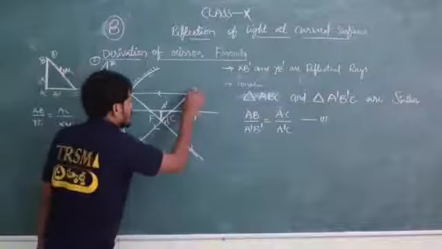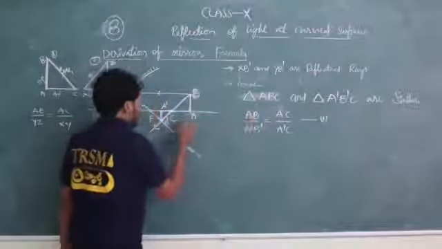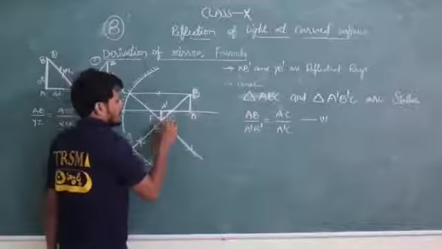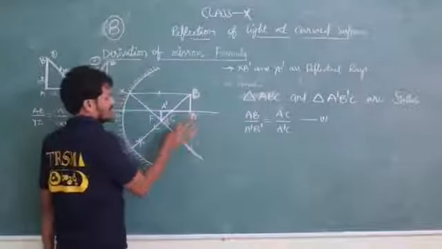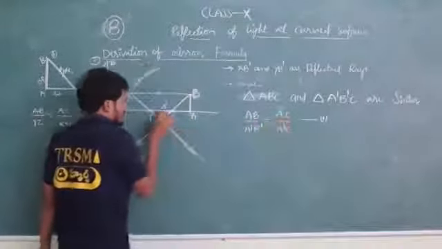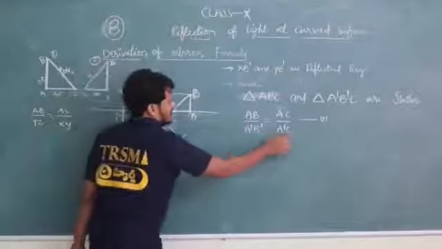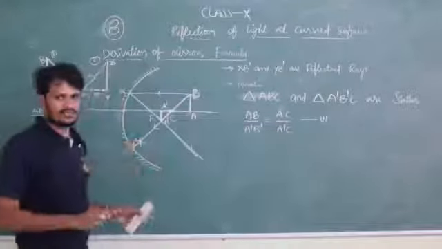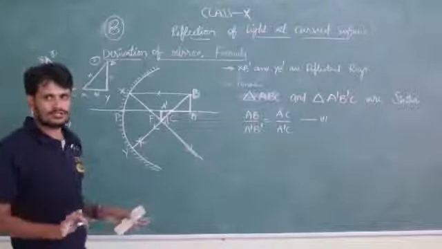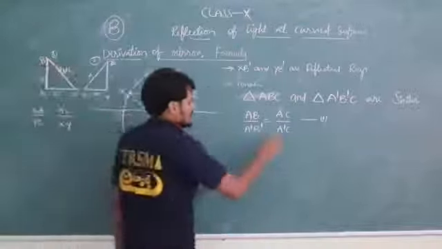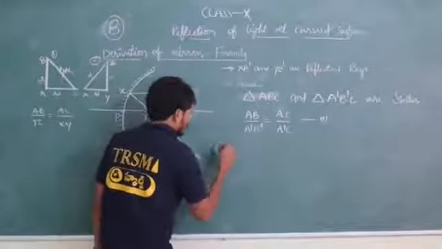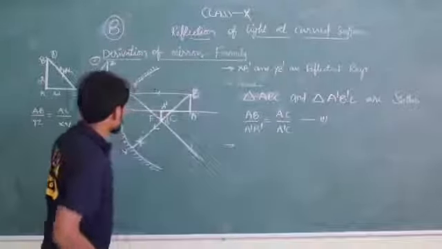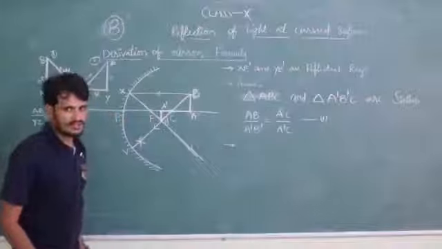So see here, opposite side of first triangle is AB. Opposite side of second triangle A dash B dash equals adjacent side of first triangle AC, adjacent side of second triangle A dash C. Got it? Like that I just consider. So it's my convenience. So say that equation number 1. And next, from the given figure, consider two more triangles that are similar.